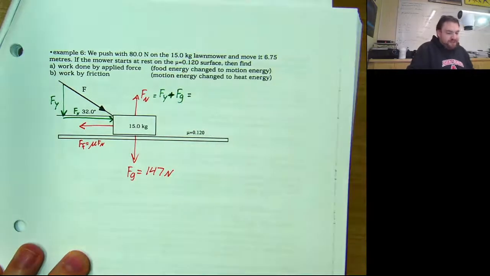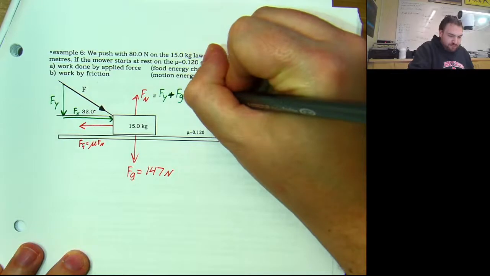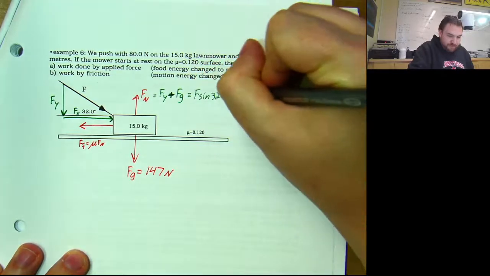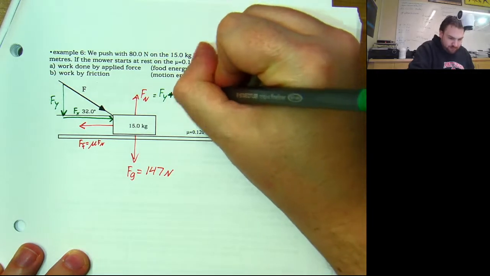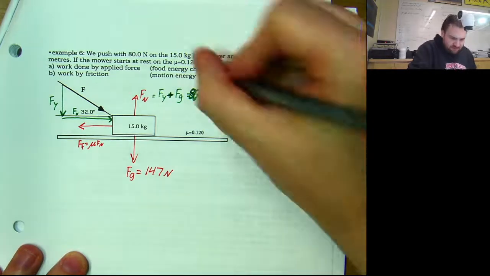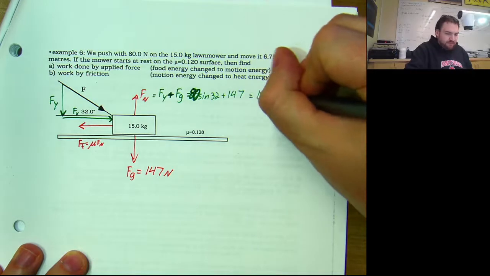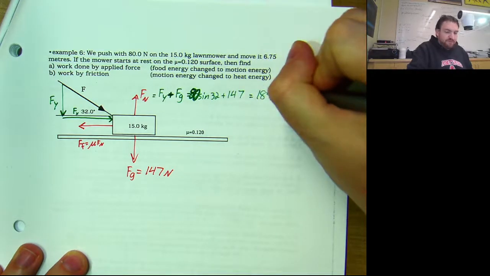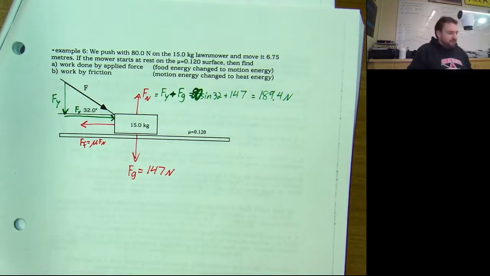So let's just put all the pieces together. Fy is just F sine 32 plus 147. I know what that force is. I could just put it in there. It's 80. So my normal force, I got 189.4 newtons. 80 sine 32 plus 147.